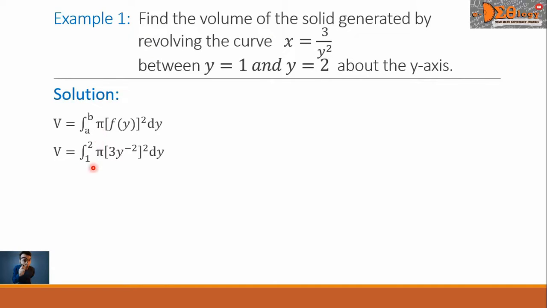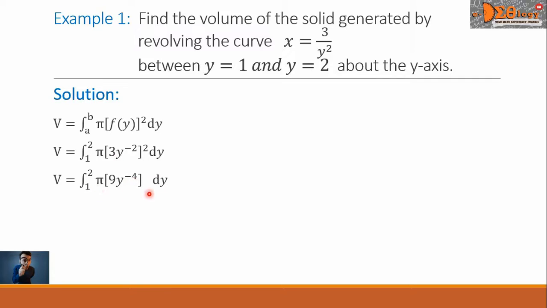We copy the pi, and the f of y is the right-hand member of the curve. This 3 over y squared we will write now as 3 times y raised to negative 2. And this is raised to power 2, then dy. Simplifying the power, we have now this 9y raised to negative 4.